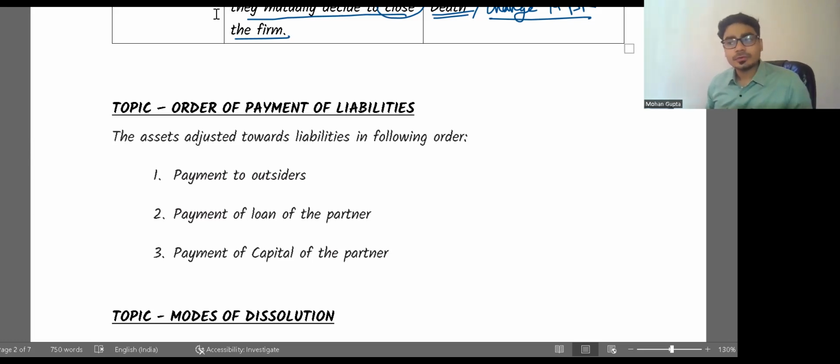So the payment is always first made to outsiders, and the reason that you have just mentioned is absolutely correct. There will be legal matters, and secondly, it is in an ethical way as well. So whenever we have to pay, we always try to pay the outsiders first, and then on to the partners.